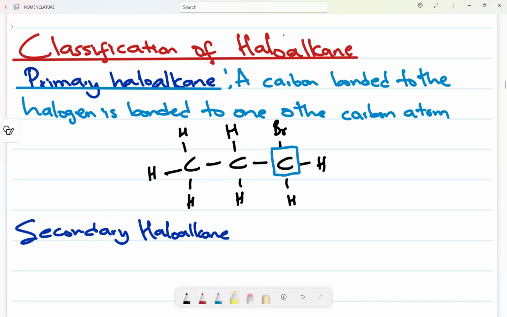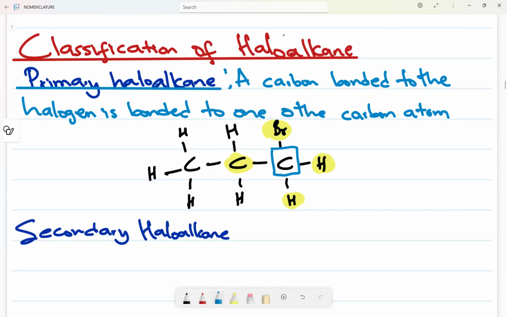Let's see how it is bonded. It is bonded to this, as well as that, as well as that. Now, how many carbons is it bonded to? Can you see it is bonded to only one carbon? Why can you not count this one? Because this one is not directly bonded to that one. It is rather bonded to this. Can you see? So we classify this one as a what?